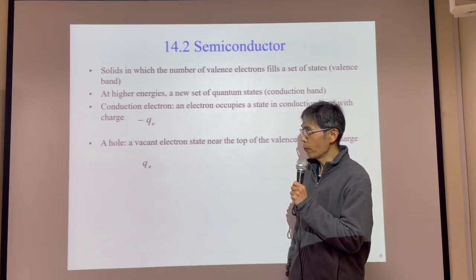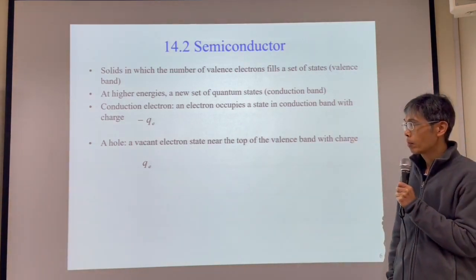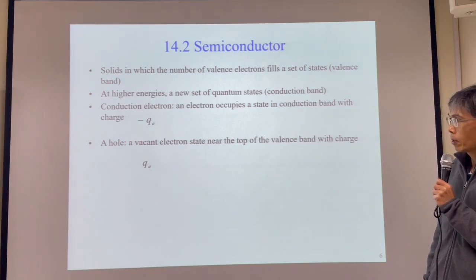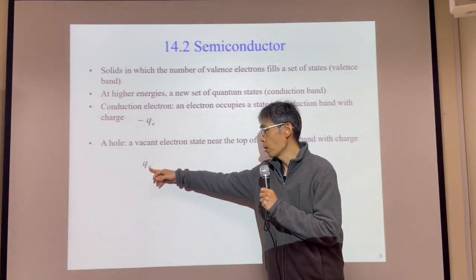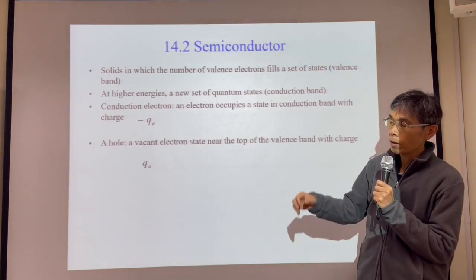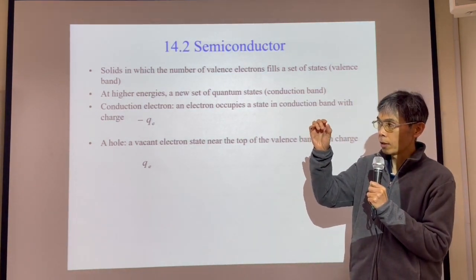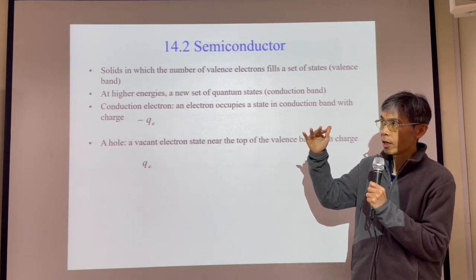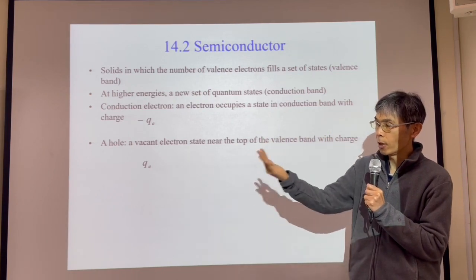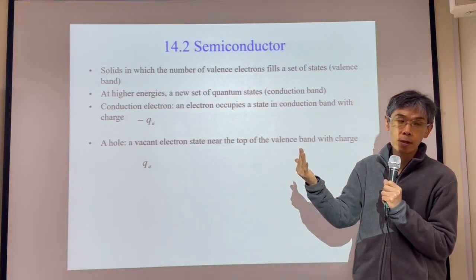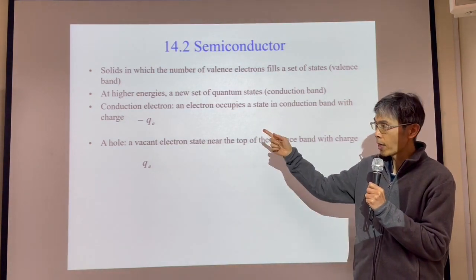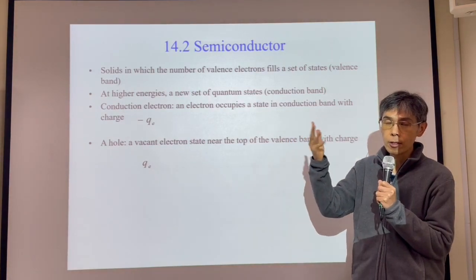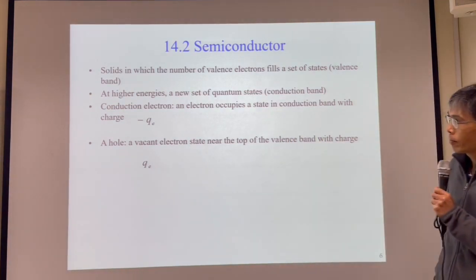Hugh, could you read the final one? A hole, a vacant electron state near the top of the valence band, with charge plus Q. Okay, good. So this is positive for the hole, because if we have a negative charge, we must have a positive charge to balance it. It's like force and reaction force always exist together. Negative charge and positive charge always coexist.